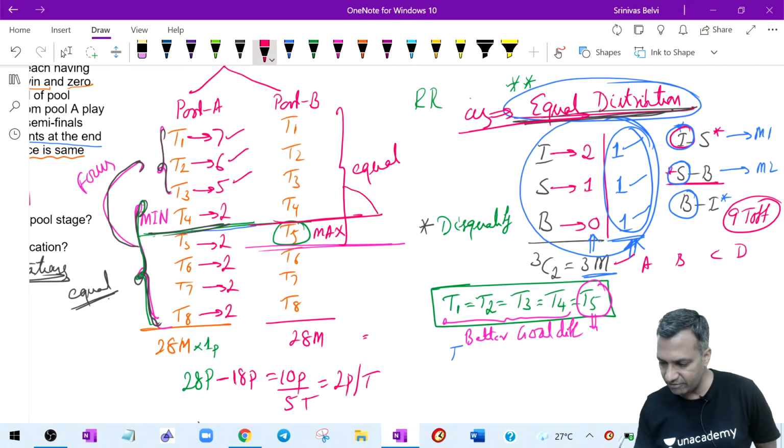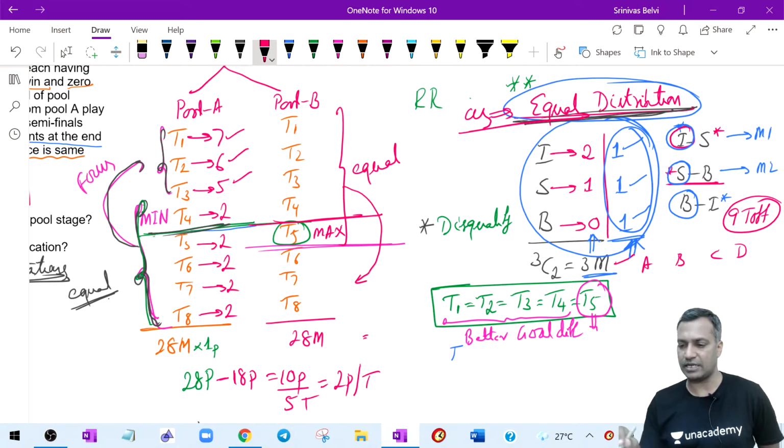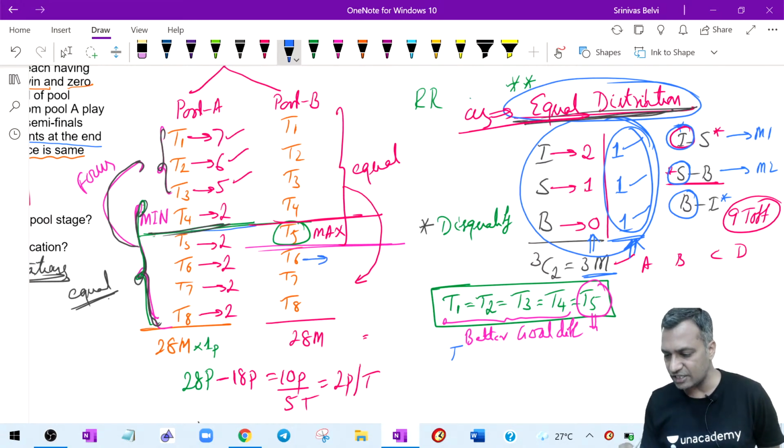Then immediately shift your attention to the lower one. What is the ideal scenario for the lower one? Team 8, I expect him to win 0 matches. I expect him to win 1 match. I expect him to win 2 matches. 0, 1, 2. Just like you wrote the top 3 numbers, you write the bottom 3 numbers this time.